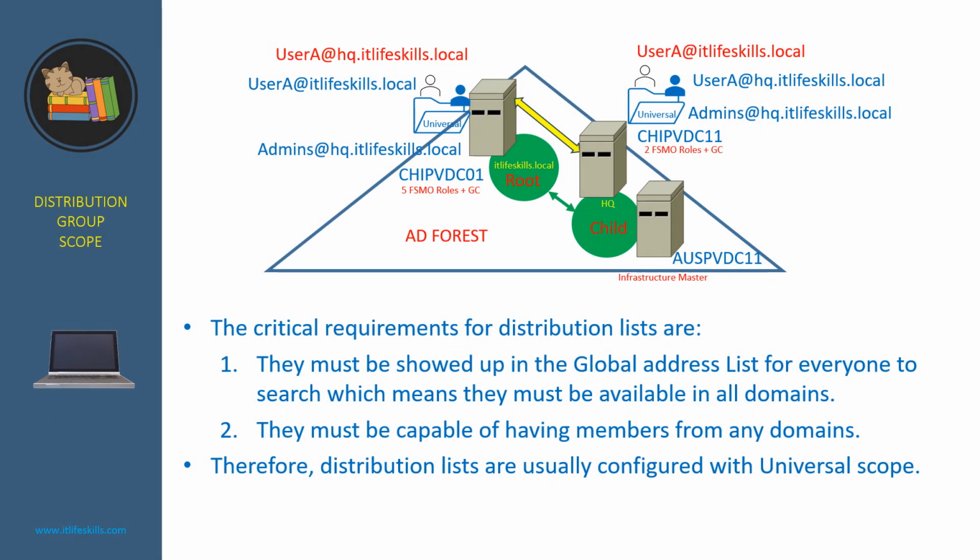So what scope should we set for distribution groups? As you may know, the critical requirements for distribution lists are that they must show up in the global address list for everyone to search, which means they must be available in all domains. Also, they must be capable of having members from any domains. Therefore, distribution lists are usually configured with universal scope.